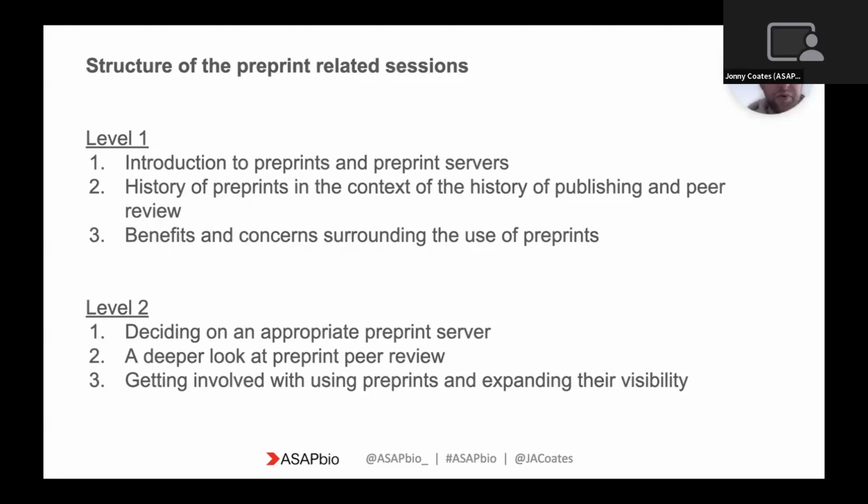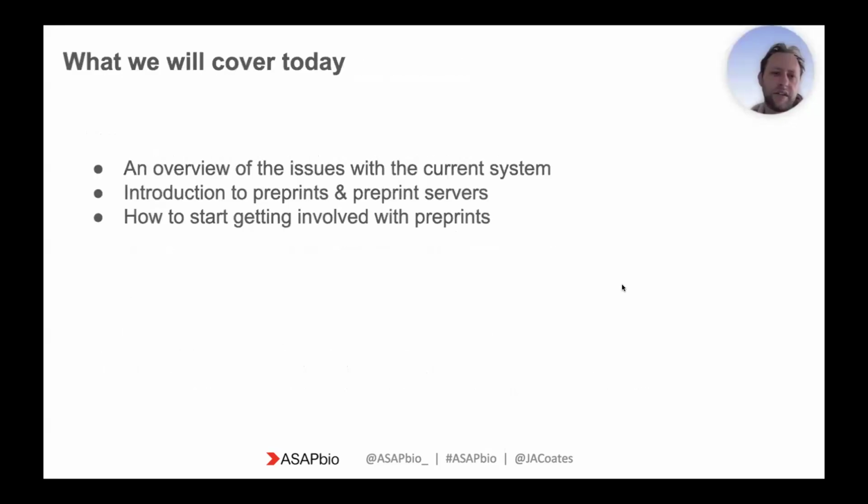In level 2, we will do another 3 sessions. The first will be more around how to choose an appropriate preprint server and how to get involved with preprints. There's a bit of that in today as well. The second session there will be a much deeper look at preprint peer review. And then we'll have an entire session that is about actually getting involved with preprints and how you can expand their visibility and use those better.